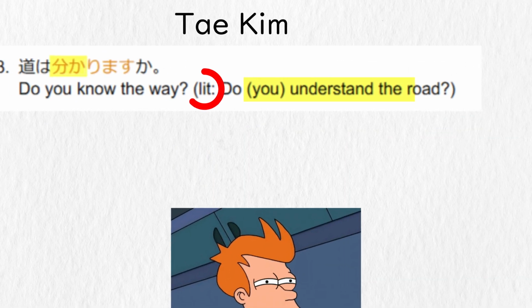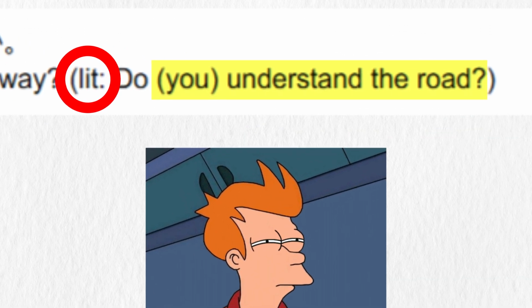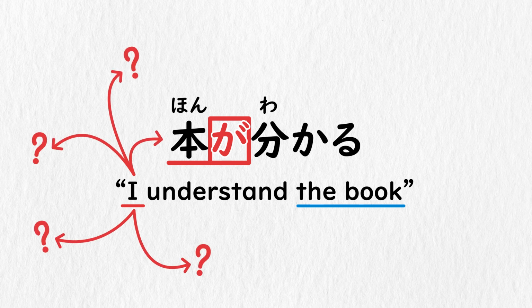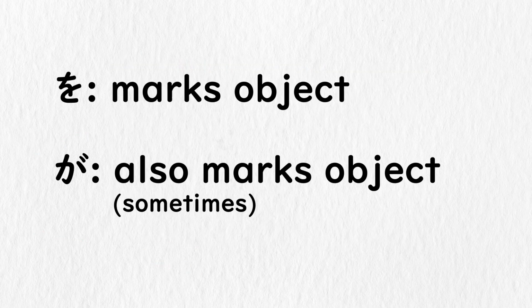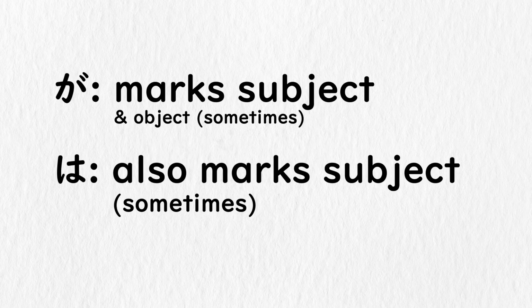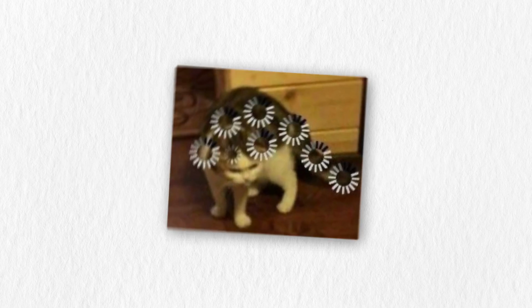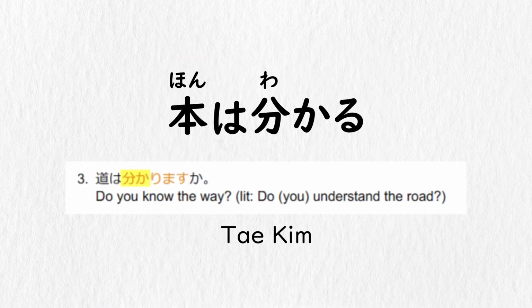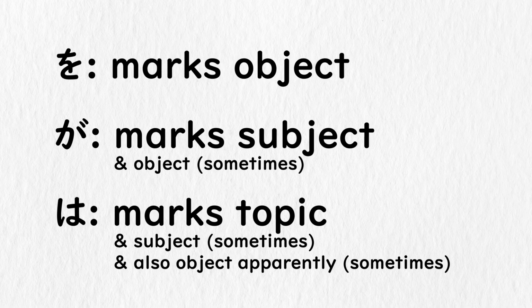If we truly believe this means I understand the book, then we must ask the question, why is hon marked by the subject marker ga instead of the object marker o? And where is I in the Japanese sentence? The common explanation is that ga sometimes marks the object, and that watashi wa is actually hidden here, and the wa particle sometimes marks the subject. But if I said hon wa wakaru instead, they would also translate this the same way, and now wa can sometimes also mark the object.